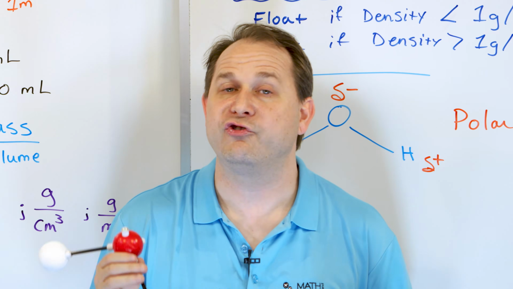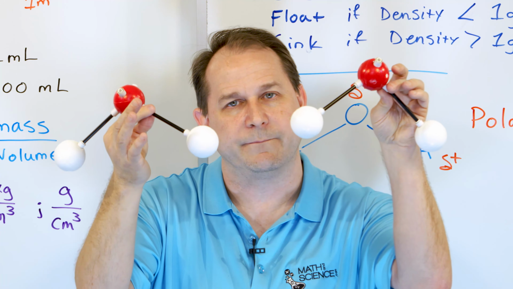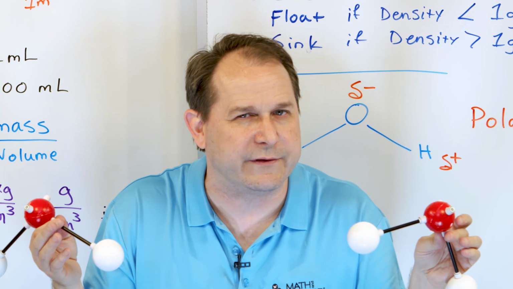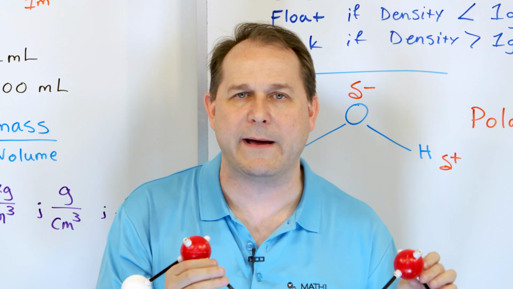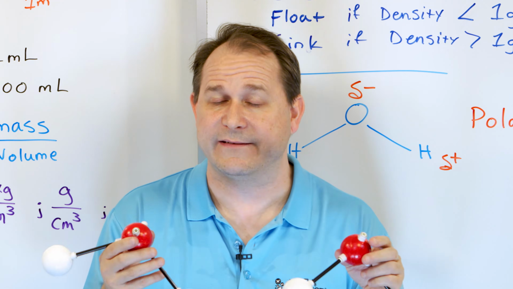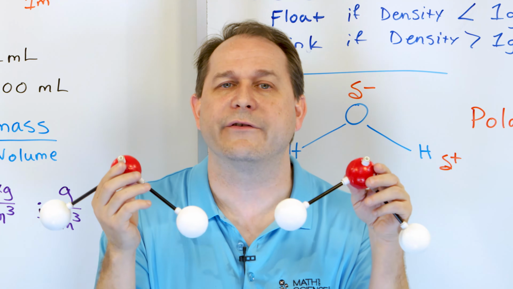So it comes down to two things. Water is a bent molecule. If it wasn't bent, it wouldn't quite do this. And the reason it's bent, we'll talk about later. And it behaves this way because water is polar.